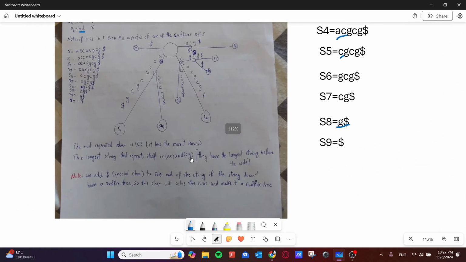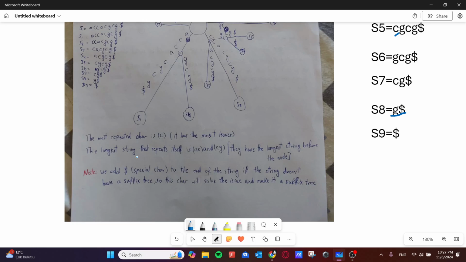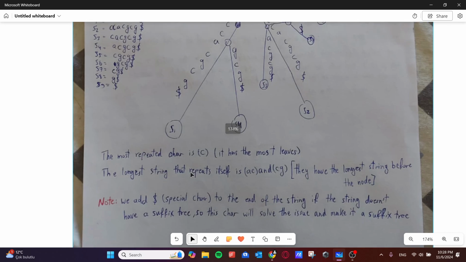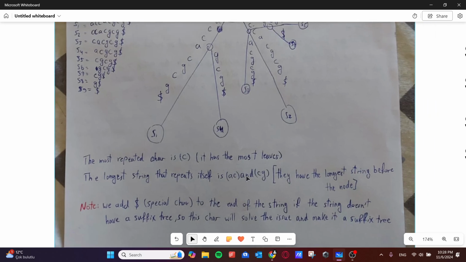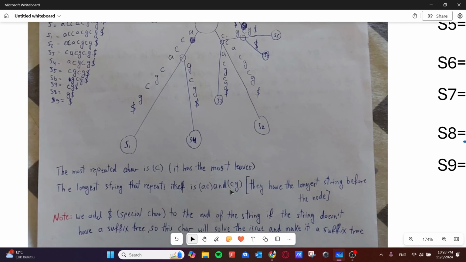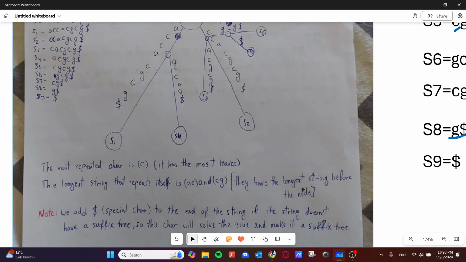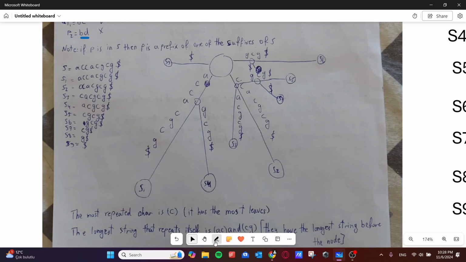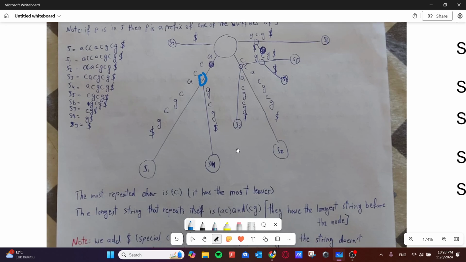Then, what is the longest string that repeats? As you can see here, C has four leaves. It's much better, right? So what is the longest string that repeats itself? How can I know it? We look for the longest string before the internal node. First of all, this node should be here, up one character. I've done it by mistake.